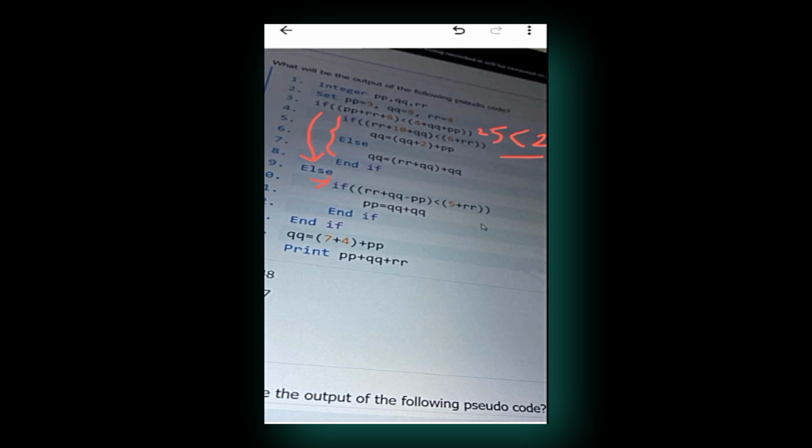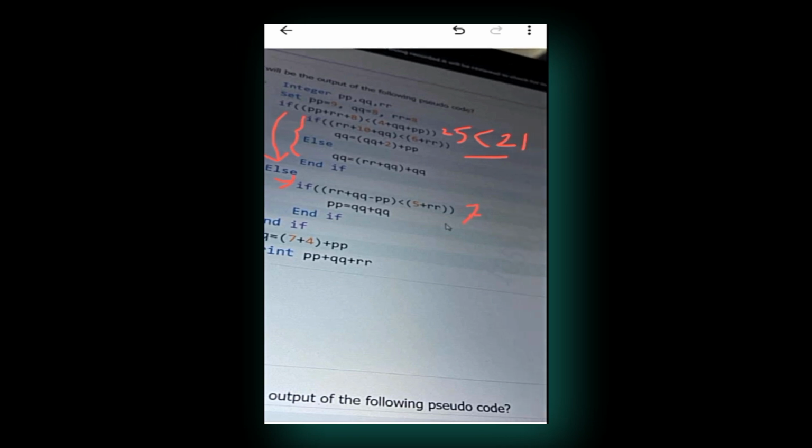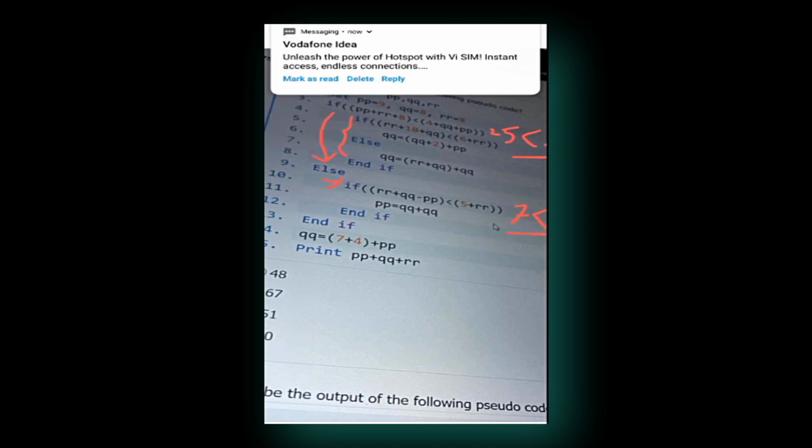8, q means 8, so r plus q means 8 plus 8, that is 16, minus p, that is 9, so this becomes 7. If this is lesser than this, 5 plus r, 5 plus r means 8 plus 5, that is 13, so obviously 7 is lesser than 13, so we'll have to go inside the if block.